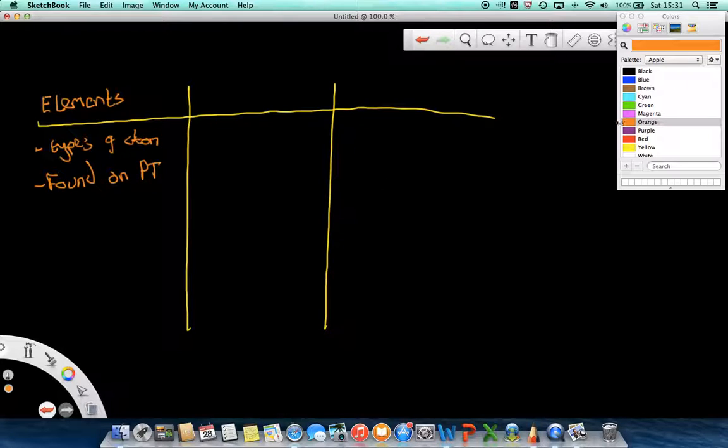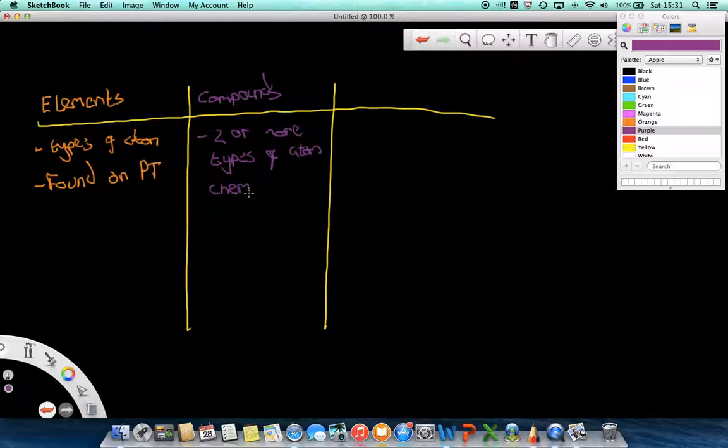Okay, the second one we need to look at is called compounds. Now compounds, okay, are two or more types of element chemically joined together. So two or more types of atom chemically joined.